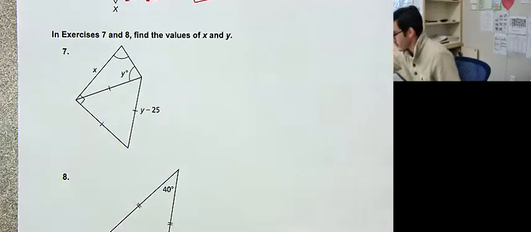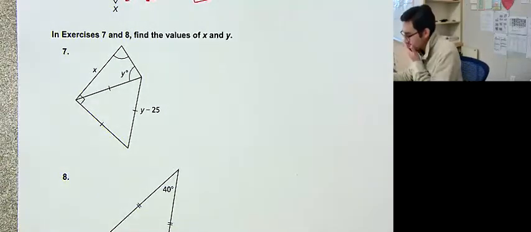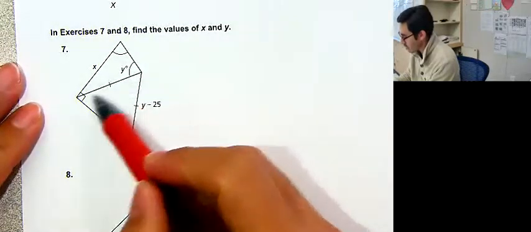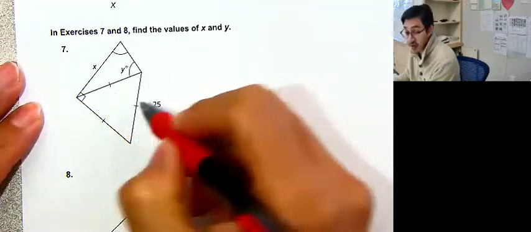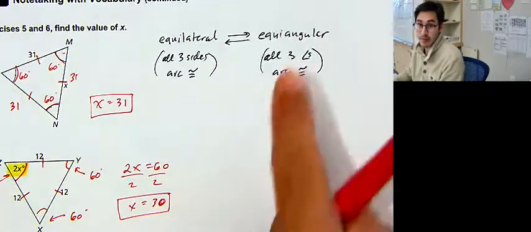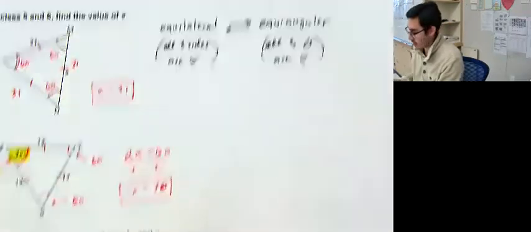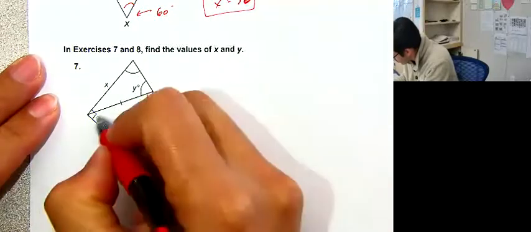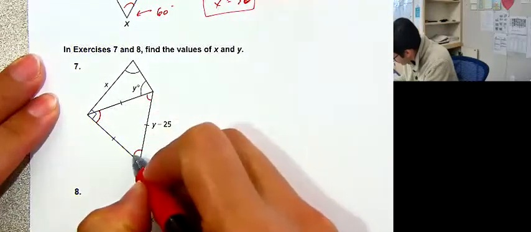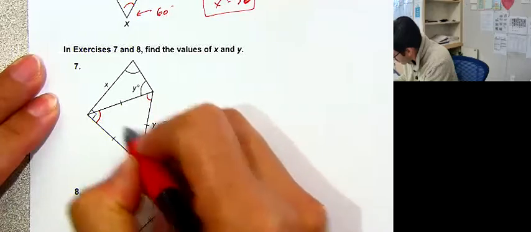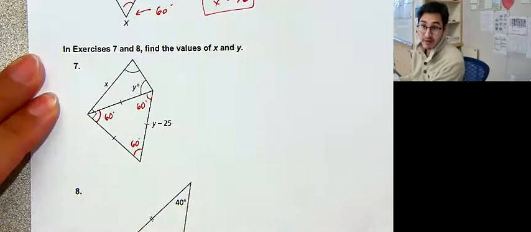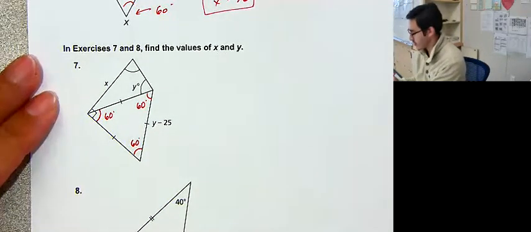All right. So let's start with the equilateral triangle. Because it's equilateral, we know that it is also equiangular. So all three of the angles are going to be congruent, and the only number that would work and still have a sum of 180 is 60 degrees, right? So we have three 60-degree angles.